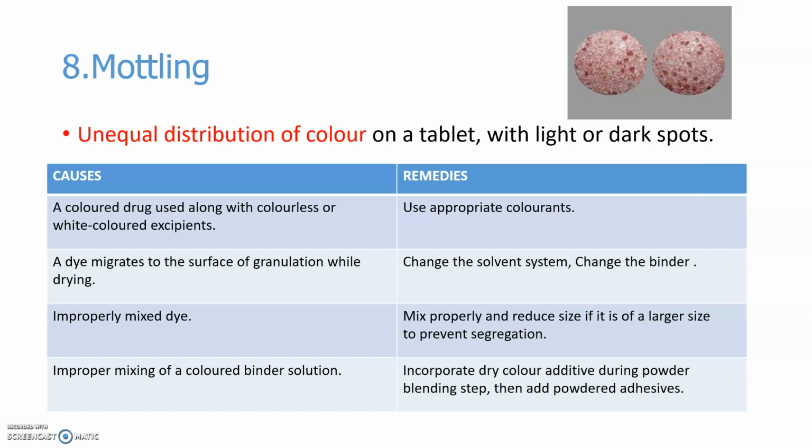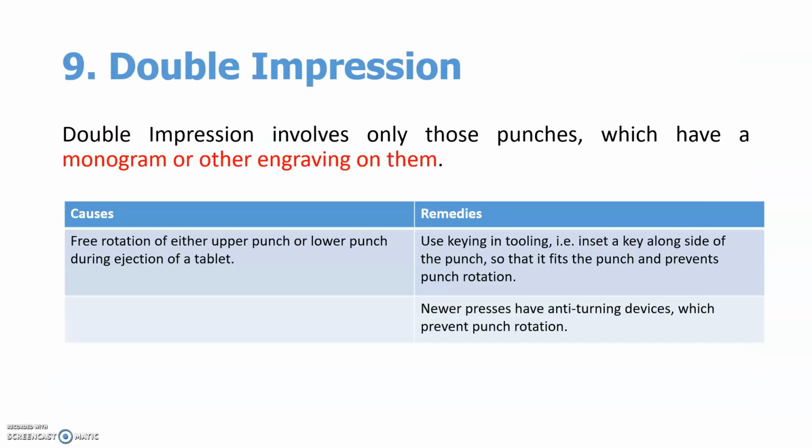The colored drugs used along with the colorless or white colored excipients. Dye migrates to the surface of granules while drying because whatever the moisture or the solvent evaporates, leaving behind the dye, but it concentrates towards one part of the tablet. So improper mixed dyes and improper mixing or color binding solutions. Use appropriate colorants. This is one important. Change the solvent system. So mix properly and reduce size and incorporate the dry color additives during proper blending steps.